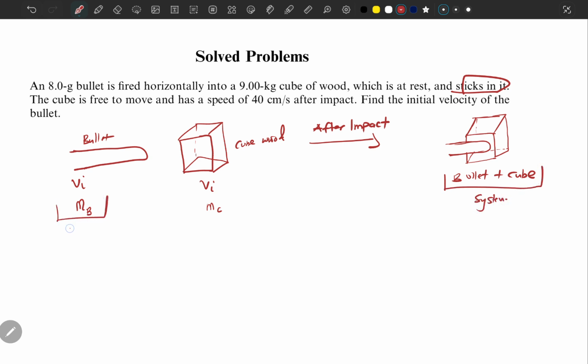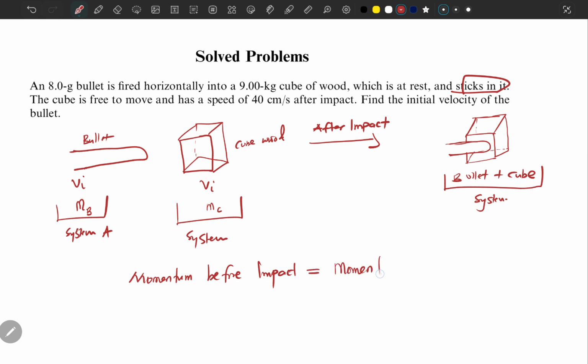Here we've got system A, and here we've got system B. This is before. So this is after impact. Now you can see that, according to conservation of momentum, momentum before impact is equal to momentum after impact.